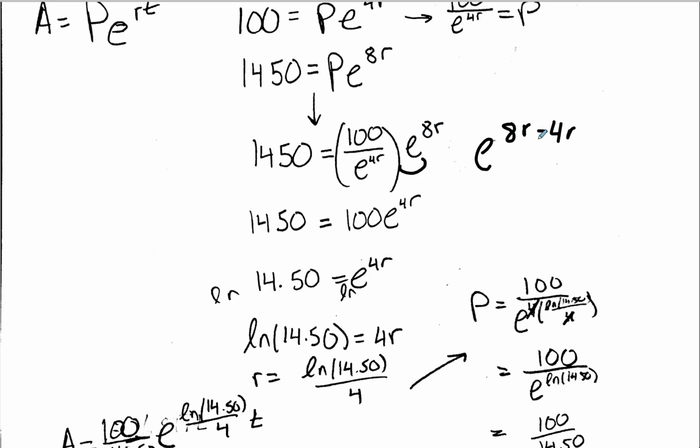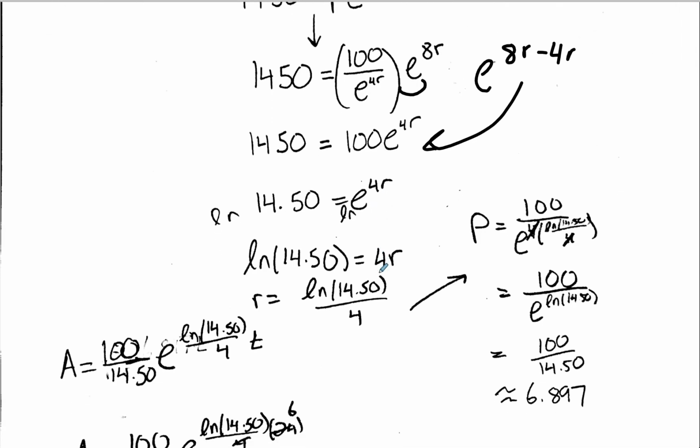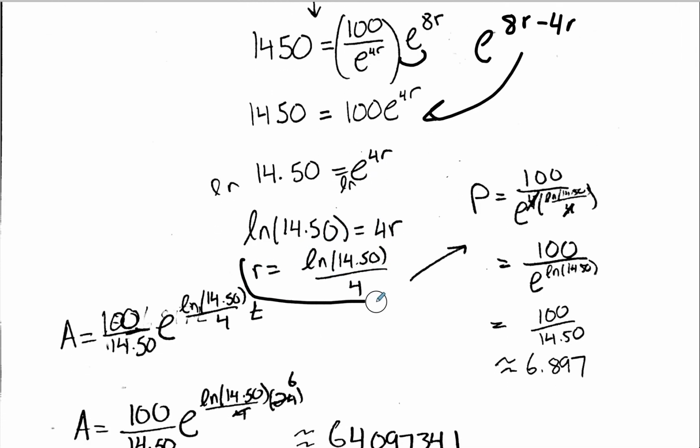Because when you divide, the bases are the same, you should be subtracting the exponents. So that's where that comes from. And then just solving through one at a time and getting the r value here.